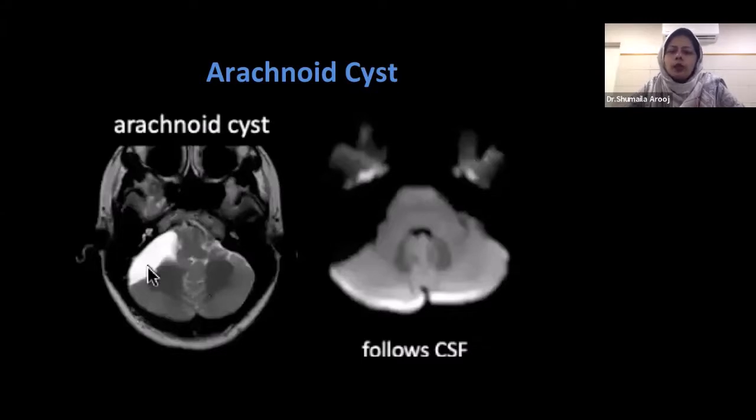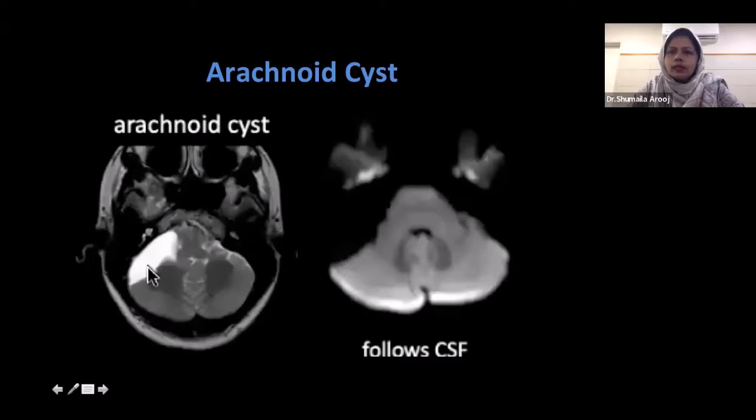So the sequence which plays the most important role in differentiating is the diffusion weighted images. At times, there are dirty CSF signals on FLAIR in the epidermoid cyst, but the most important sequence is the diffusion weighted images. On DWI, this is following CSF signals. Like the fourth ventricle is hypointense on DWI. Similarly, this area in the right CP angle is also hypointense on DWI. So this is an arachnoid cyst.